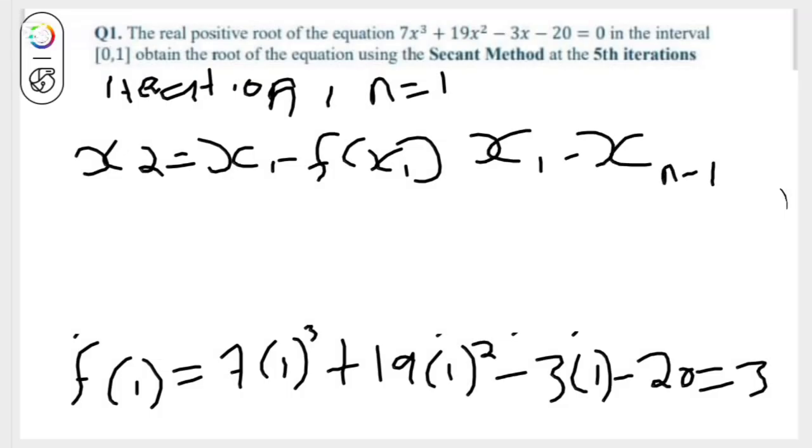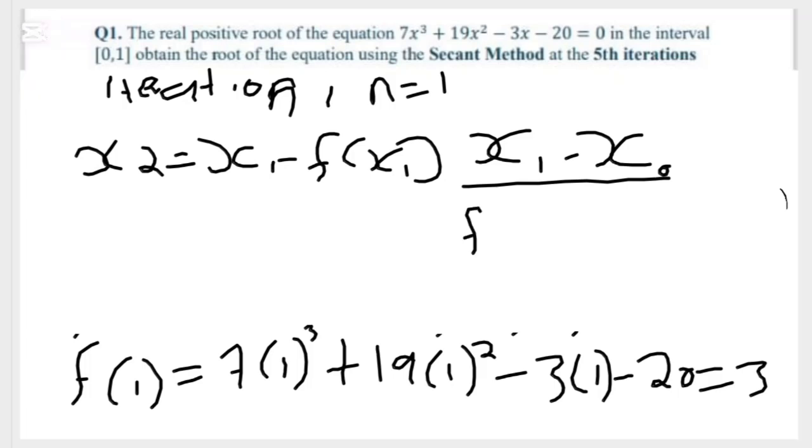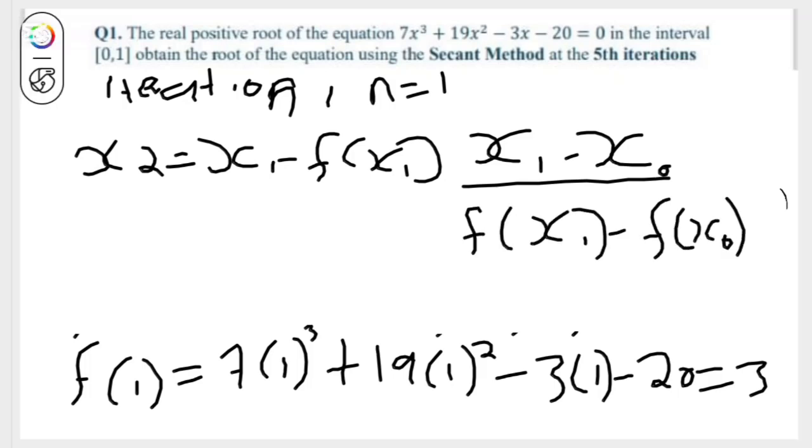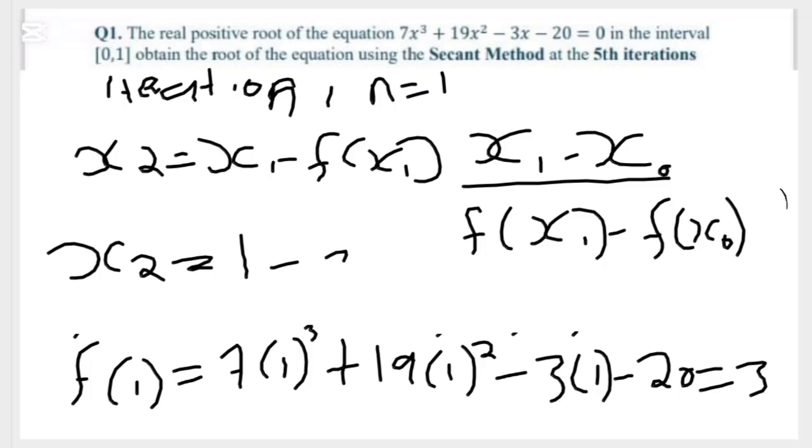In here, from the formula, we have n minus 1. So you have to take note that n is 1, and 1 minus 1 will be 0, so x of 0. So I'll say f of x1 minus f of x0, which is for the first iteration. The next thing is to substitute the value of x1. x1 is 1. So the solution that we find for f of x1 is 3, when we substitute the value of x as 1, we got 3.